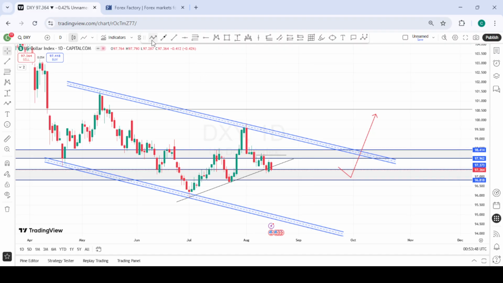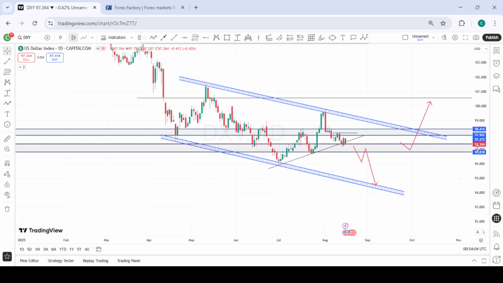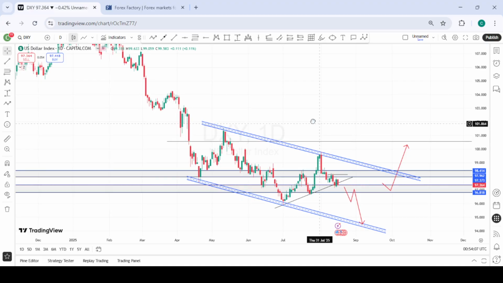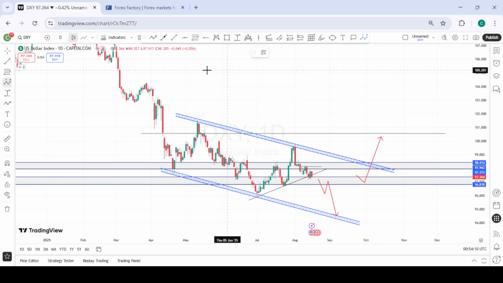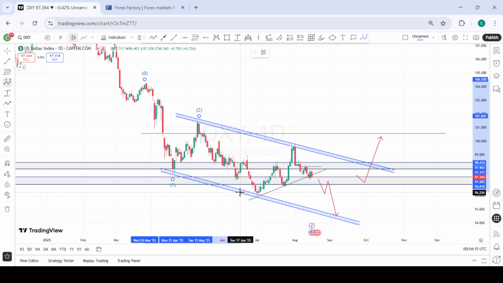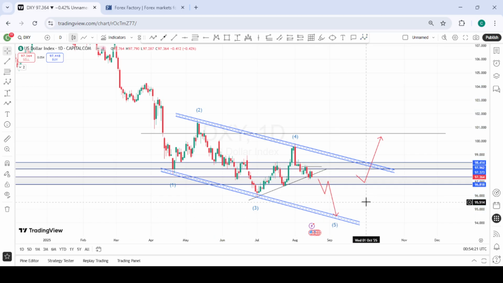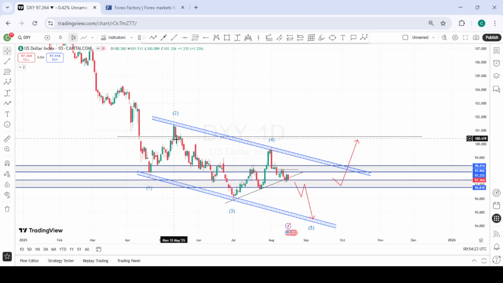Alternatively, if we want to see price go bearish, then we should see price break this area of interest, retest it, and give us a sell to the downside. And this looks like a possible ending diagonal development. So this is the first impulse, the second, the third, fourth, and a possible fifth wave. So we currently have wave 1, wave 2, wave 3, wave 4, and a possible wave 5.